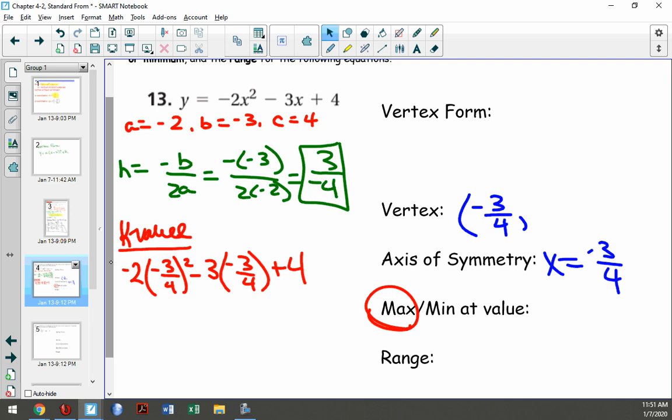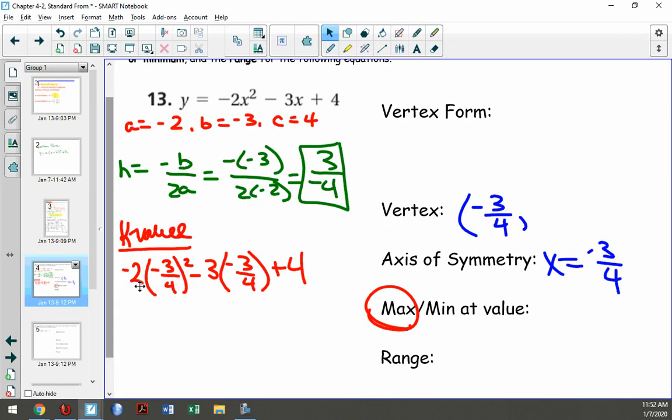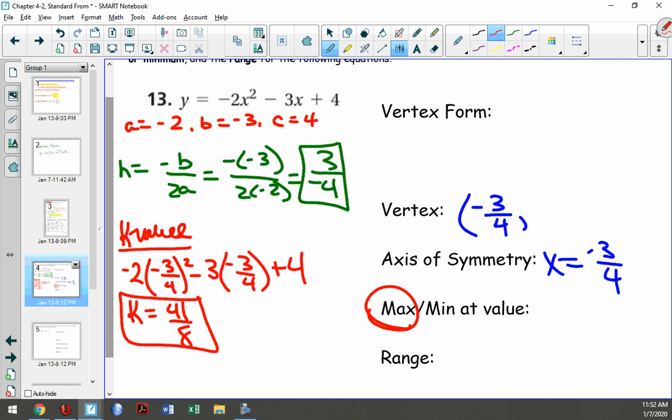Now I'm going to go over to my calculator, going to type that in. Negative 2 parentheses negative 3 divided by 4 squared, minus 3 parentheses negative 3 divided by 4 plus 4. And hit enter. What is my k value? 41 over 8. So I'm going to come back over here, and I'm going to say that k is equal to 41 over 8. All right, well, what can I finish off now? My vertex.